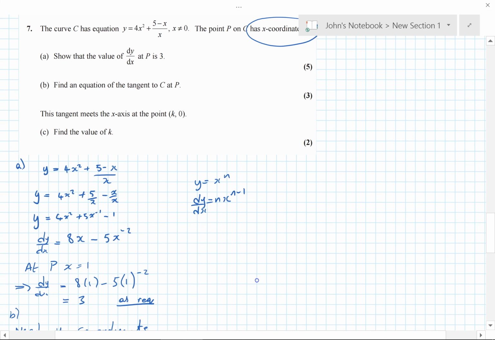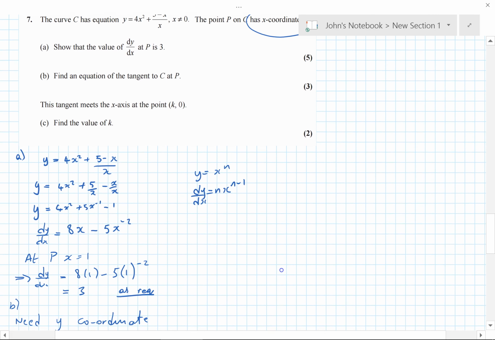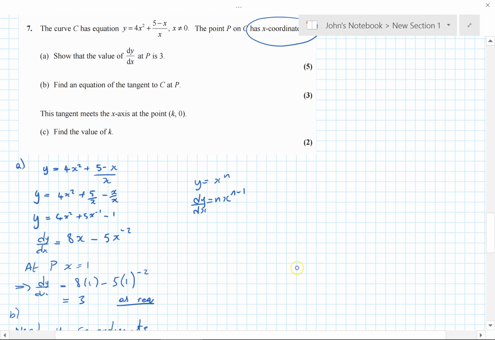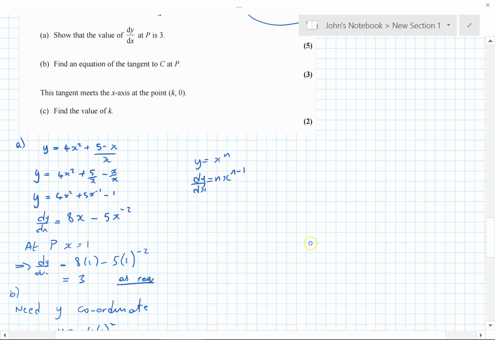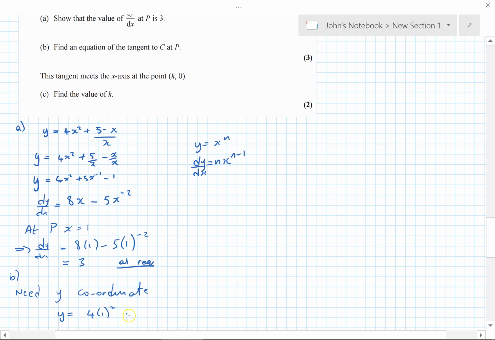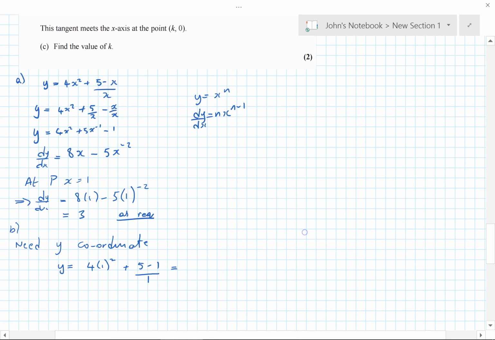Which is that equation here, y equals 4x squared plus 5 minus x over x, so y equals 4 times 1 squared plus 5 minus 1 over 1. So that makes that, it's easy to see, 1 squared is 1, 4 plus 4, which is 8. So we've got the point 1, 8.